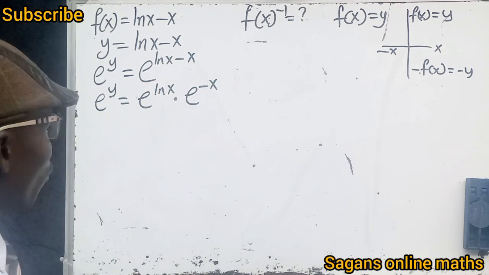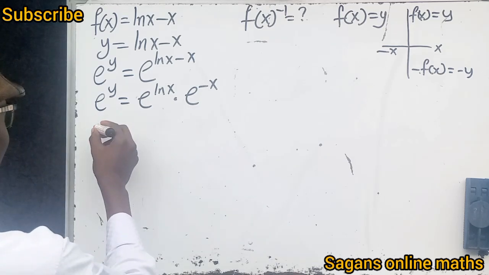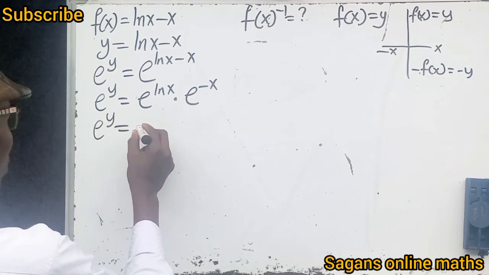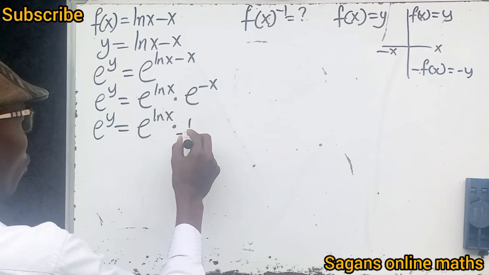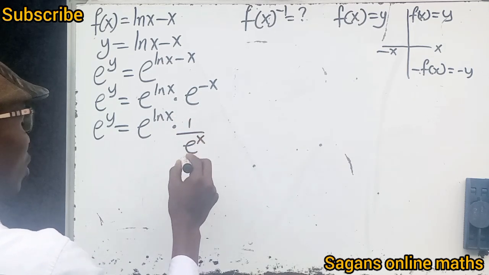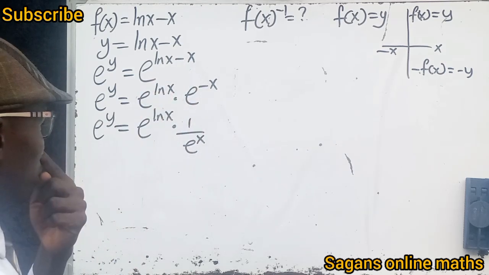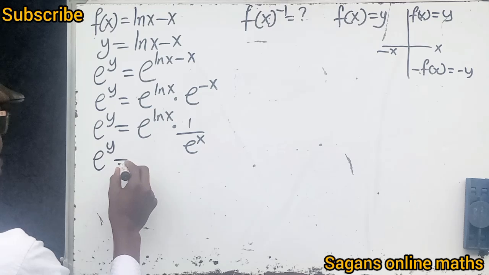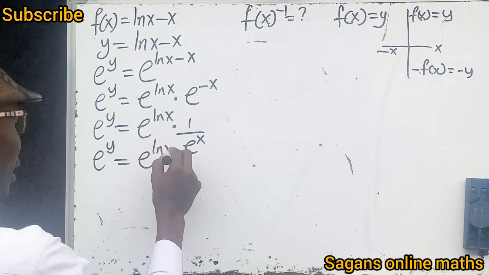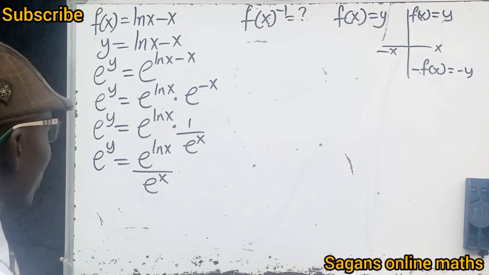You see why obeying the law of indices is very simple and interesting when you are solving problems. That means e raised to the power of y is equal to e raised to the power of ln x multiplied by 1 over e raised to the power of x. You see, obeying the law of indices is helping us a lot in this problem. So now e raised to the power of y equals e raised to the power of ln x divided by e raised to the power of x. Wow, that is interesting.